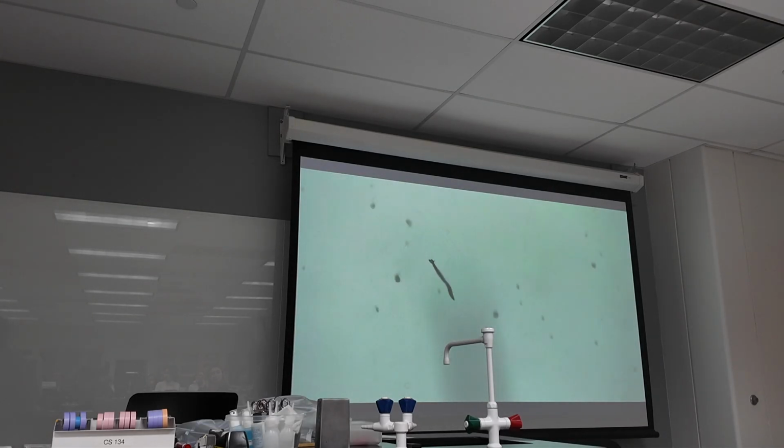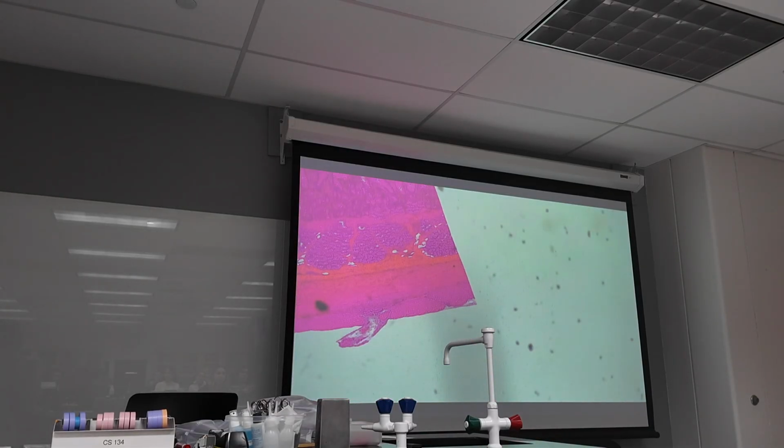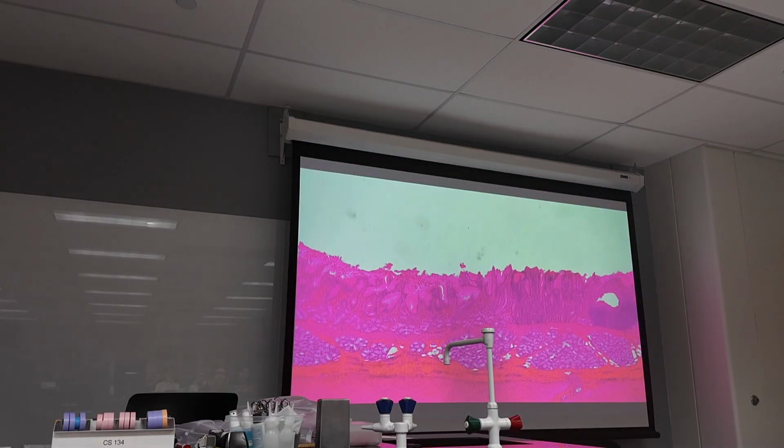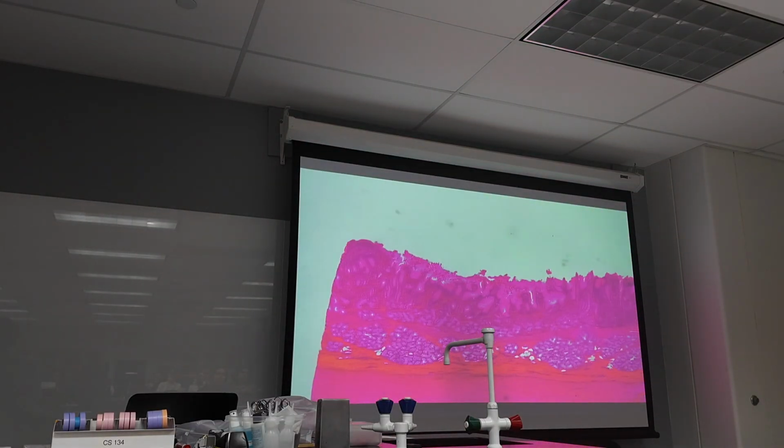The other slide that we can see is the slide of the duodenum. What is the duodenum, guys? The first part of the small intestine. The slide of the duodenum is very easy. Is it duodenum?